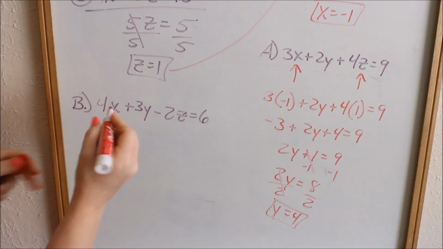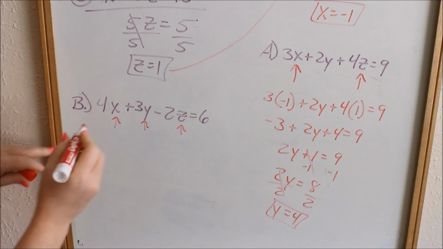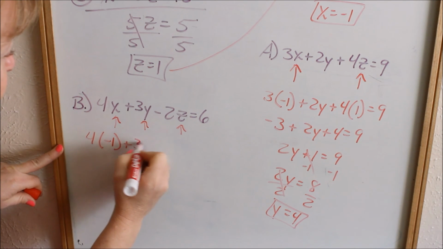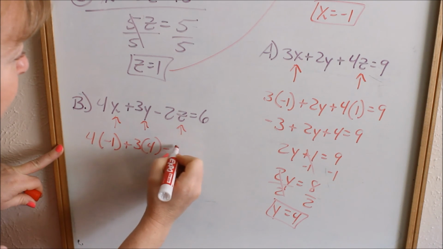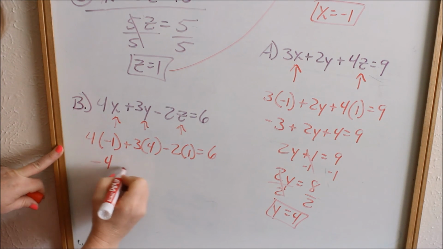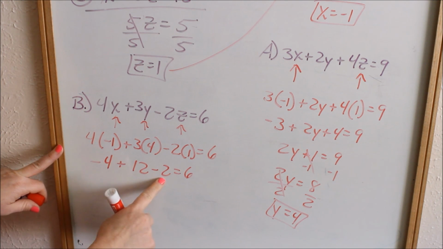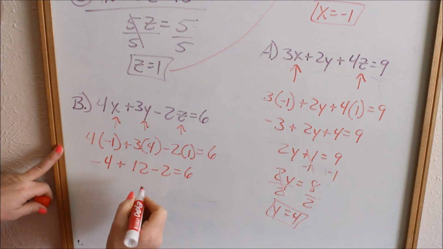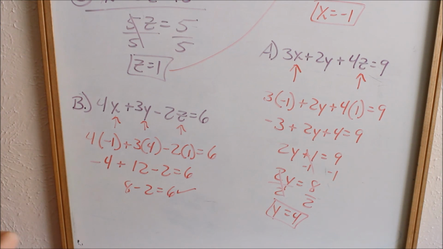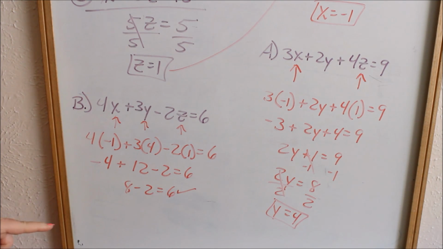So I know each one of these. I know my x, I know my y, I know my z. So I'm going to plug those back in to this equation. So 4 times x was -1, plus 3 times y was 4, minus 2 times z was 1 equals 6. 4 times -1, -4, plus 12, minus 2 equals 6. When you have addition and subtraction, you go left to right. -4 plus 12, +8, minus 2 equals 6. 8 minus 2 is 6, and so it checks. If your solutions are correct, every one of these equations should check out when you put those solutions back into them.